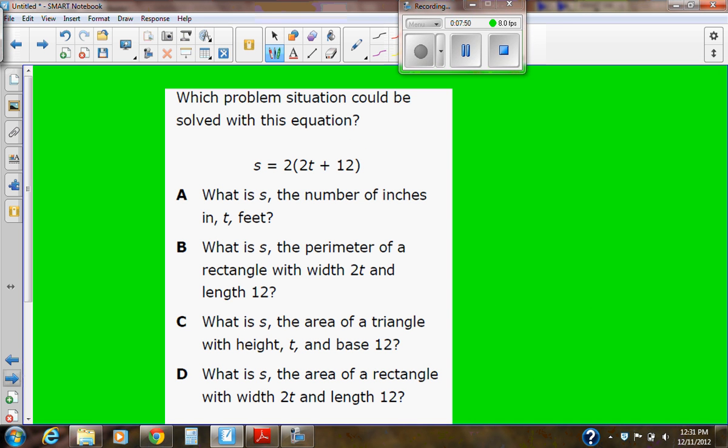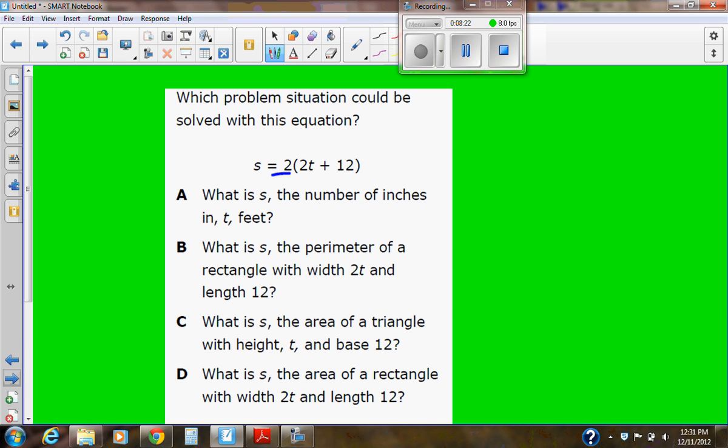Moving on to the next question. Which problem situation could be solved with this equation? Remember, an equation has an equal sign, and an expression does not. So let's take a look at it. S equals 2 times, parentheses, 2t plus 12. So we're going to try to find out which problem situation could be solved with this equation. Let's take a look at them.